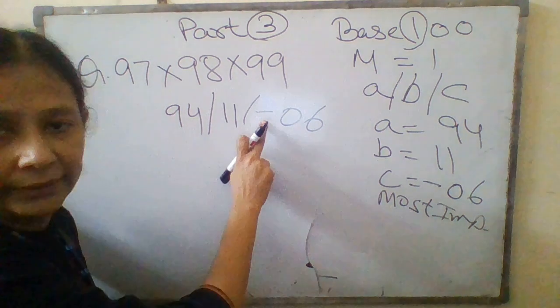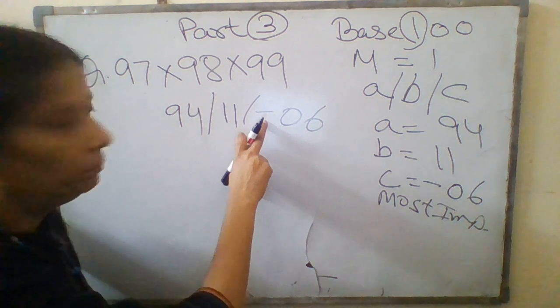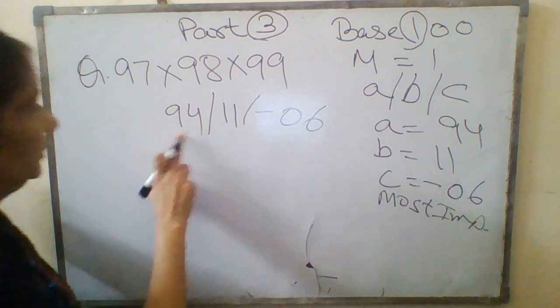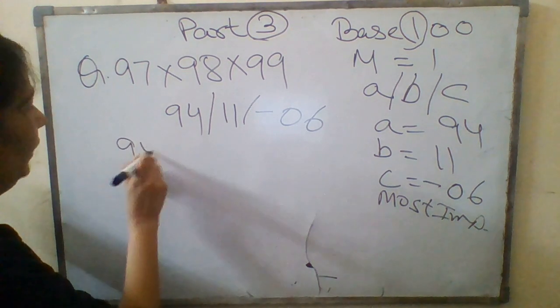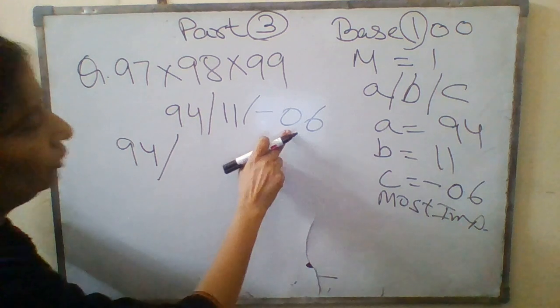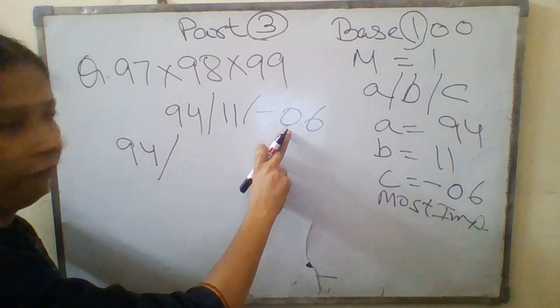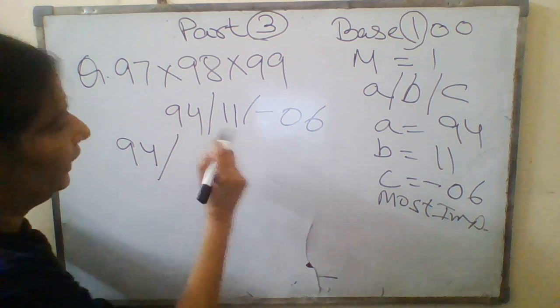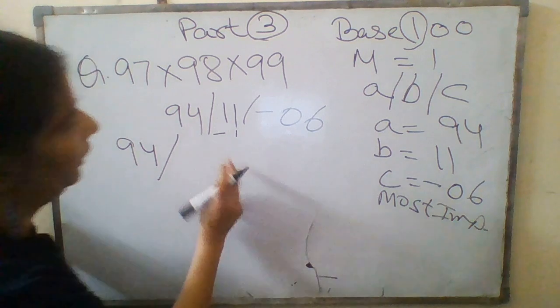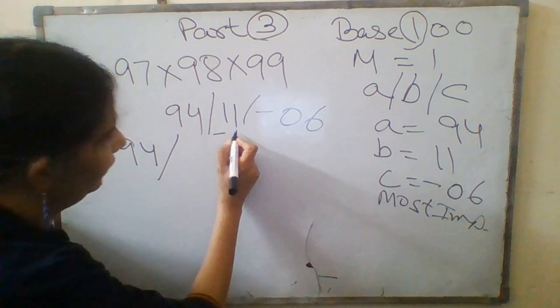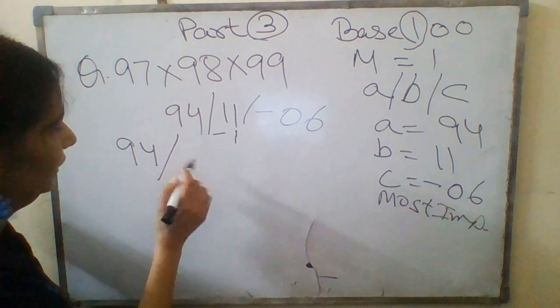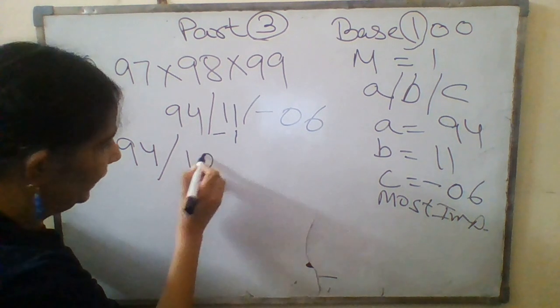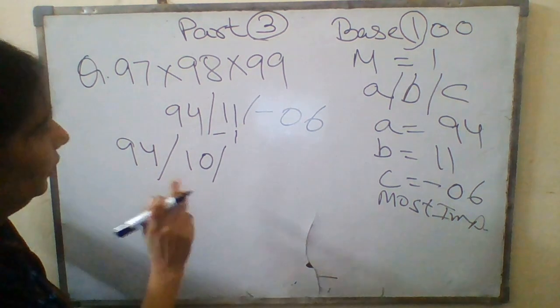Now see, this is negative. We have to make it positive. Now see, I am going to start from here. 94 is written here. I am going to write down 94 as it is. Now to make the negative number positive, I will borrow 1 from here. See, 11 is already there now. So 11 minus 1, what will I get? 11 minus 1 is 10. So in place of 11, I am going to write down here 10.